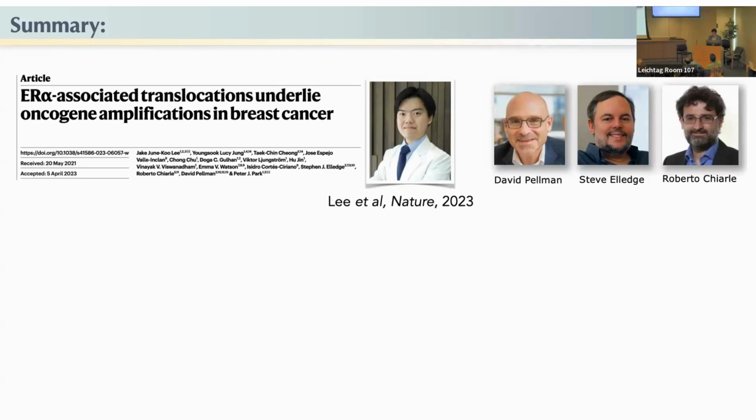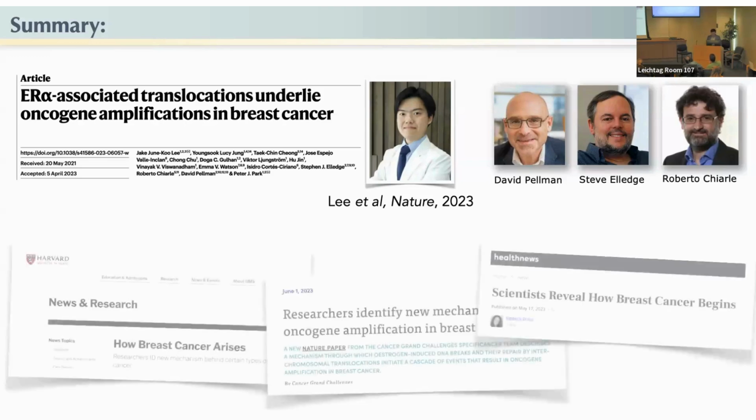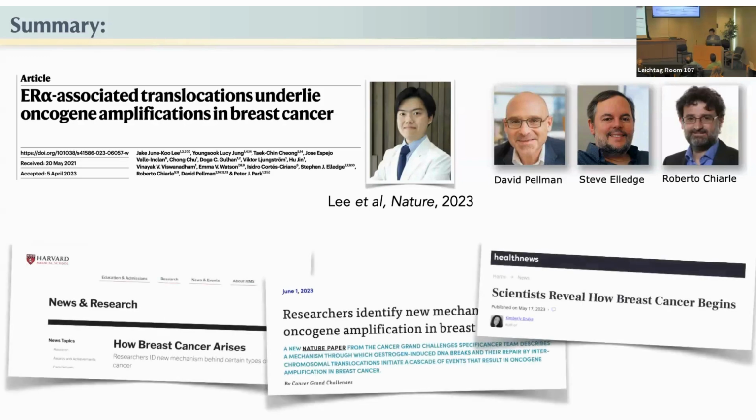A lot of help from David Pellman, Steve Allergy, and Robert Giale. This is one of those cases where we got a lot of reactions from people. Some clinicians called me up and said, we do estrogen therapy for some breast cancer cases. Does this mean we should not treat them with estrogen because it will generate additional DNA breaks? I don't know the answer. I think there's a lot of clinical trial data on this with mixed results, so there's a lot to be learned about the whole process.